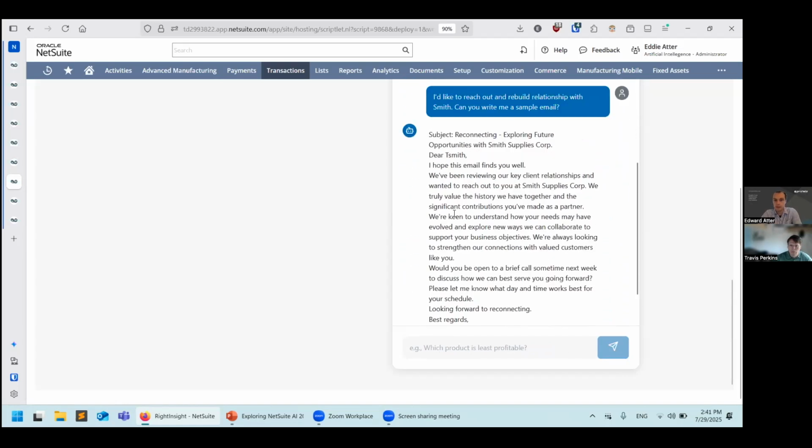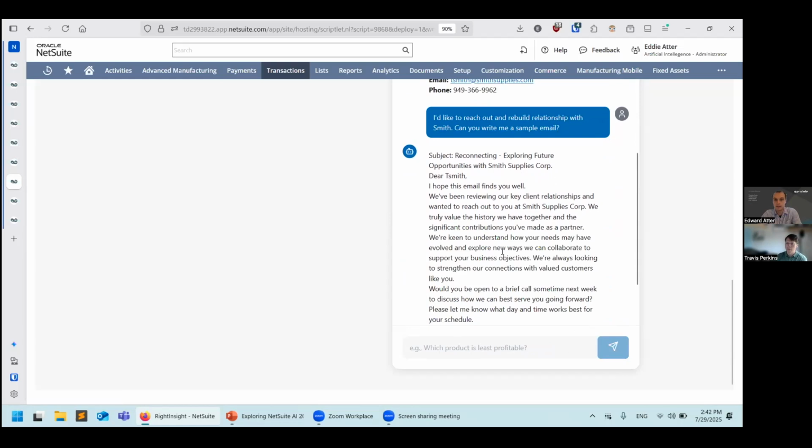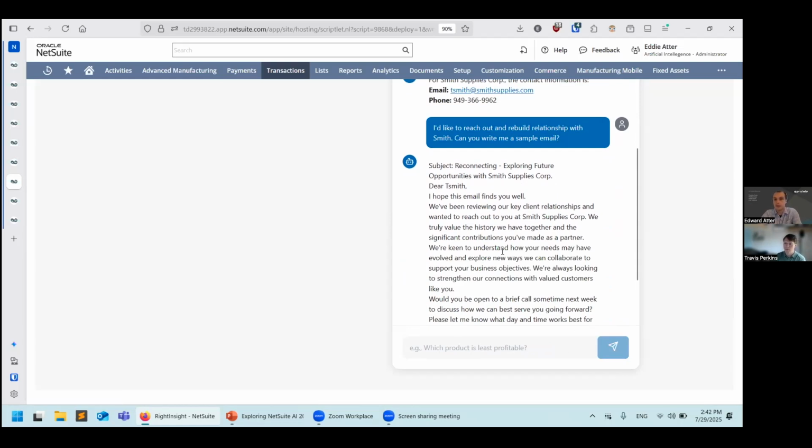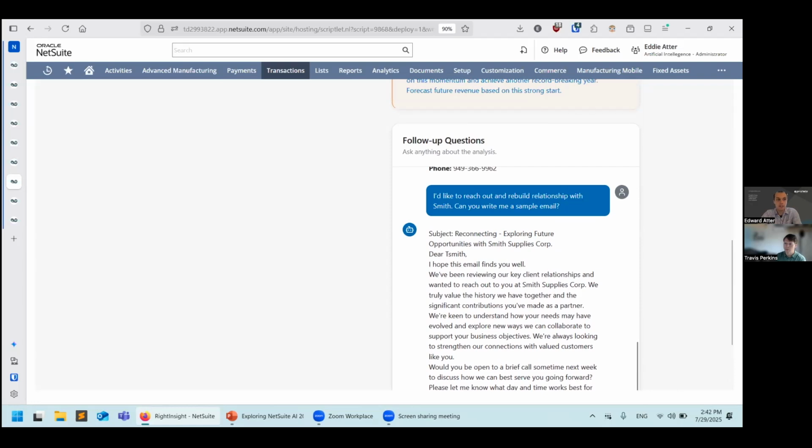And so now I've even got the email, right? So I can just copy paste this, send this off to tsmith at Smith Supplies, and kind of be on my way. So it's a lot faster than manually slicing and dicing my data, going through, changing all those search parameters. We've done a ton of tests going into this webinar, and I've been waiting for it to make a mistake, and it really hasn't.